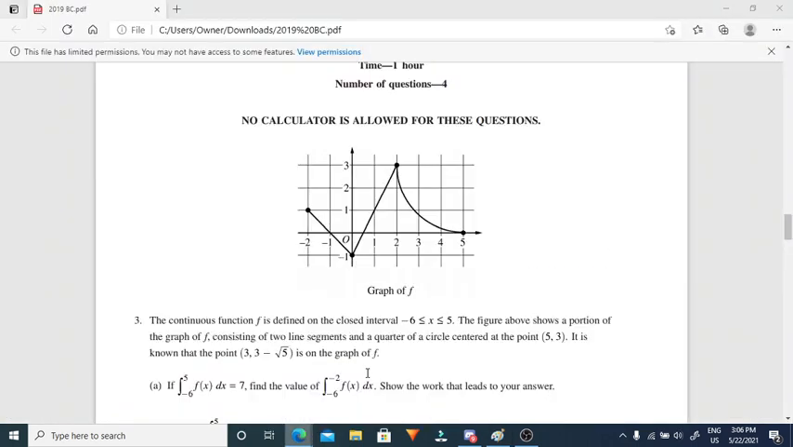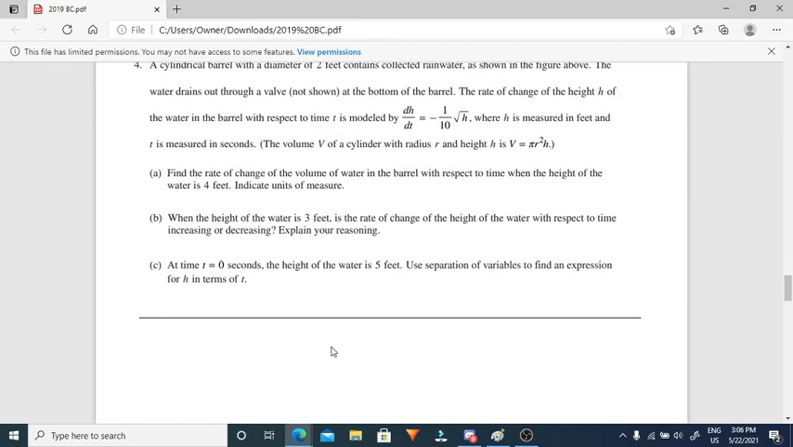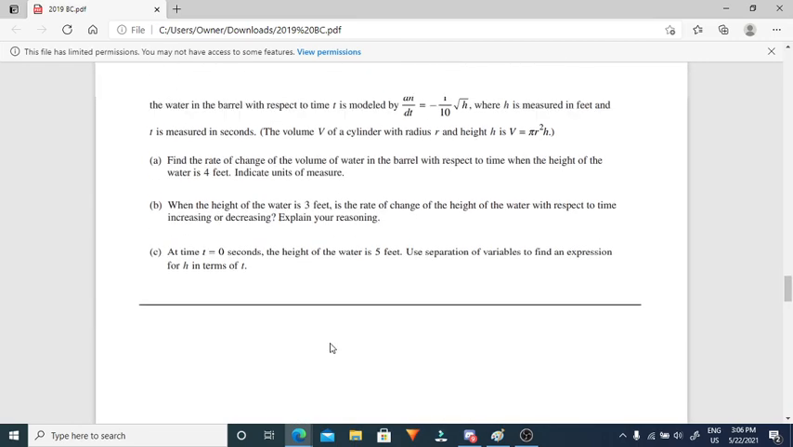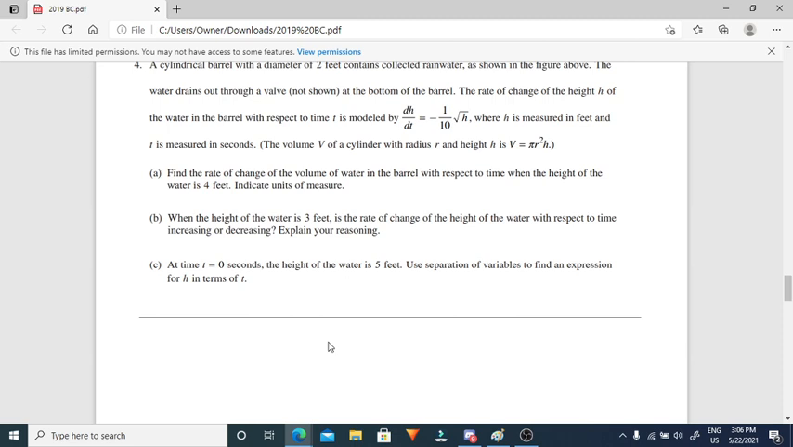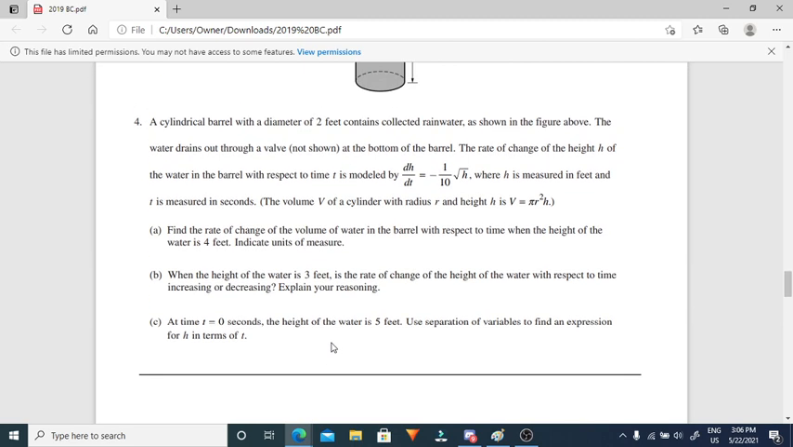All right, moving on to question number 4. A cylindrical barrel with diameter 2 feet collects rainwater. The water drains out through a valve at the bottom of the barrel. The rate of change of height of the water in the barrel with respect to time is modeled by dh over dt equals -1/10 root h. The volume V of a cylinder with radius r and height h is V equals pi r squared h. Okay, so find the rate of change of the volume of water in the barrel with respect to time when the height of the water is 4 feet.